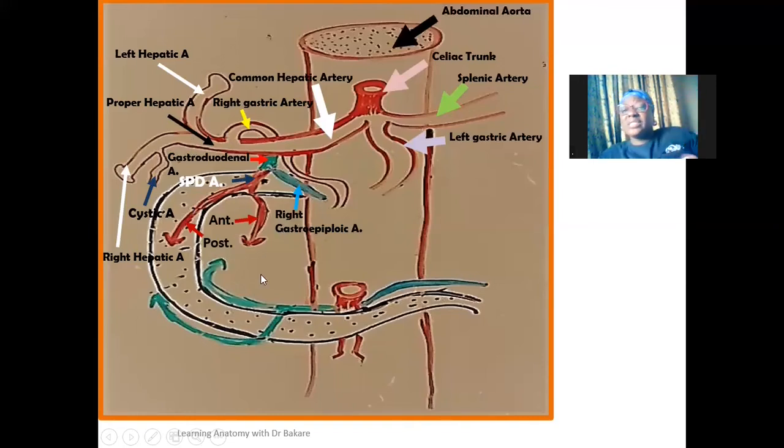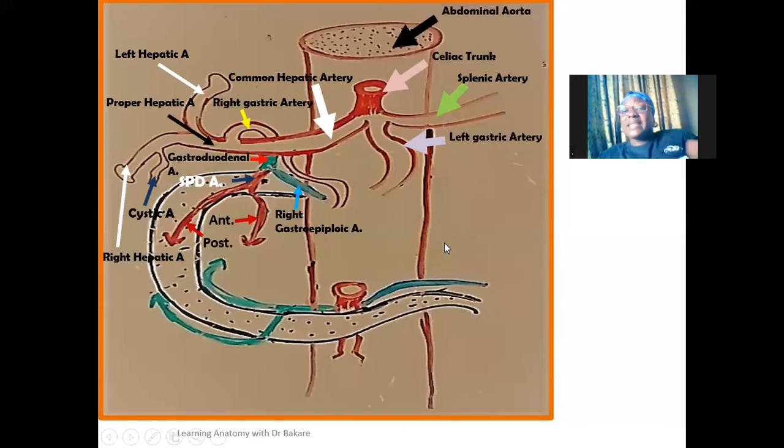So going back to the duodenum, we've already established that it is supplied by branches from the superior pancreaticoduodenal artery, the right gastric artery, and also the right gastroepiploic artery. These three branches, of course, are from the common hepatic artery, and the common hepatic artery is from the celiac trunk. They supply the upper region of the duodenum. So going to the lower region of the duodenum, we already established that it is supplied by the superior mesenteric artery.